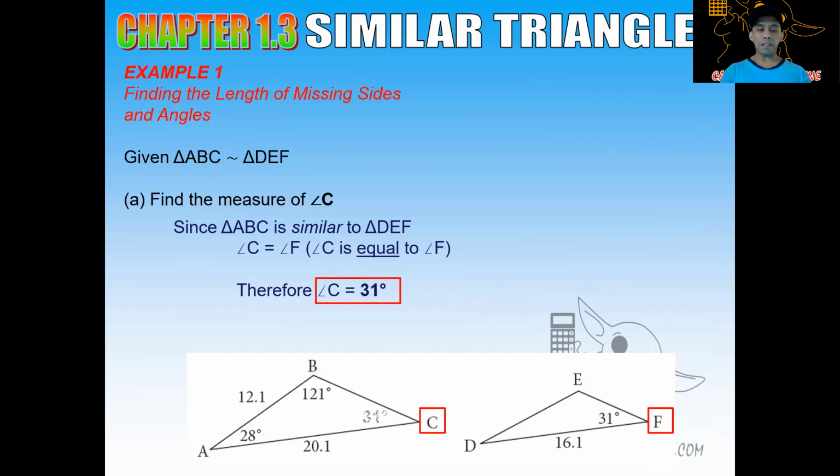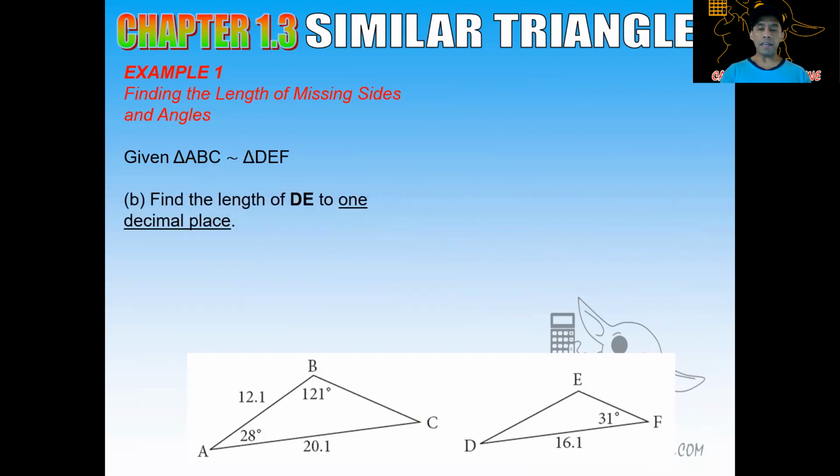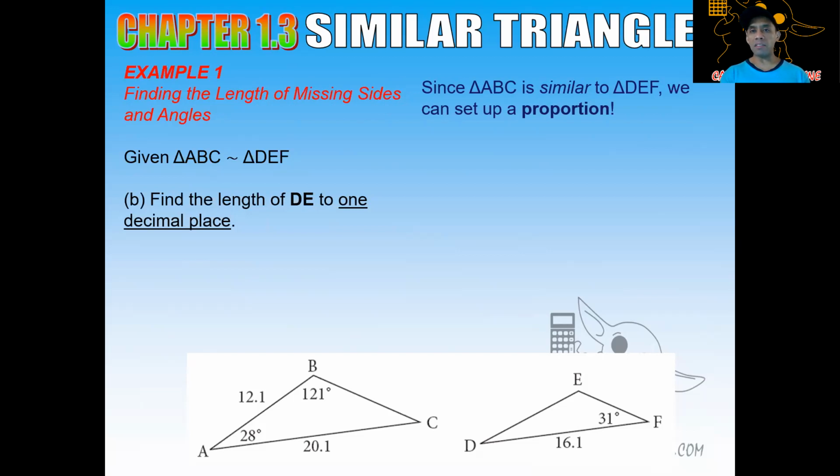Now, when we're solving for the length of the sides, we have to do some math behind it. It says find the length of line segment DE. What I want to introduce to you is how to set up proportions so you can see what numbers you have and what numbers you don't have. Since triangle ABC is similar to triangle DEF, we have to set up a proportion. I'm going to show you two ways to do this. Based on what you see in the diagram, these two triangles are in the same orientation.